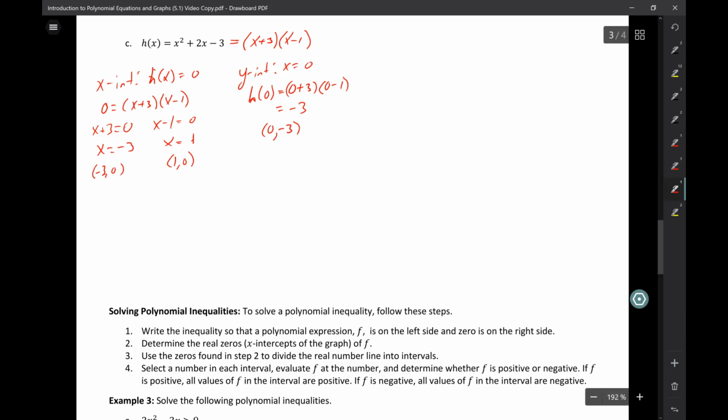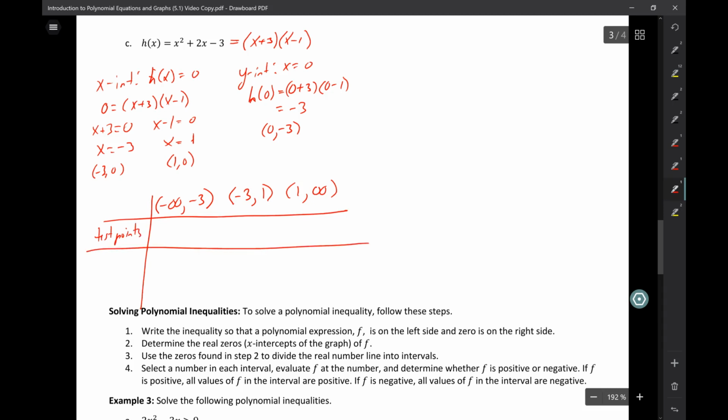We then do some intervals. From negative infinity, we come across our very first intercept, and that's negative 3. We then go from negative 3 to 1, and then 1 to infinity. We choose some test points between each one of those. So therefore, I'm going to choose a negative 4 here, a negative 1 here, and a 2 right here.